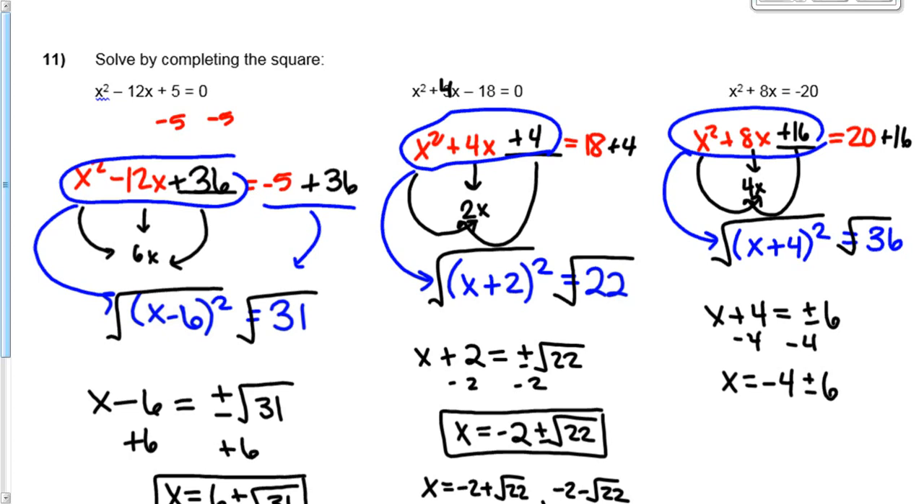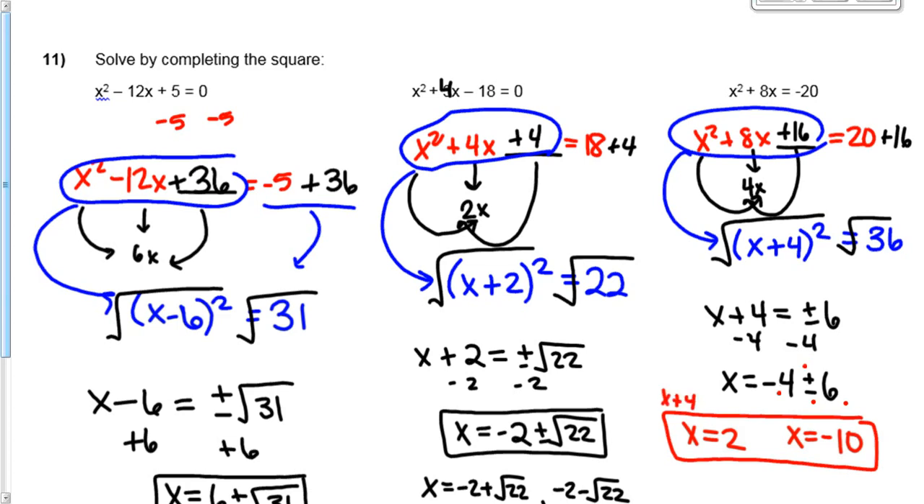Here's where you can actually work it out. This literally means two things. It means negative 4 plus 6, so that would be 2, and negative 4 minus 6, which would be negative 10. Okay? You also could have broken that up into two problems and written it the long way, like x plus 4 equals 6, x plus 4 equals negative 6. Both of those will work.